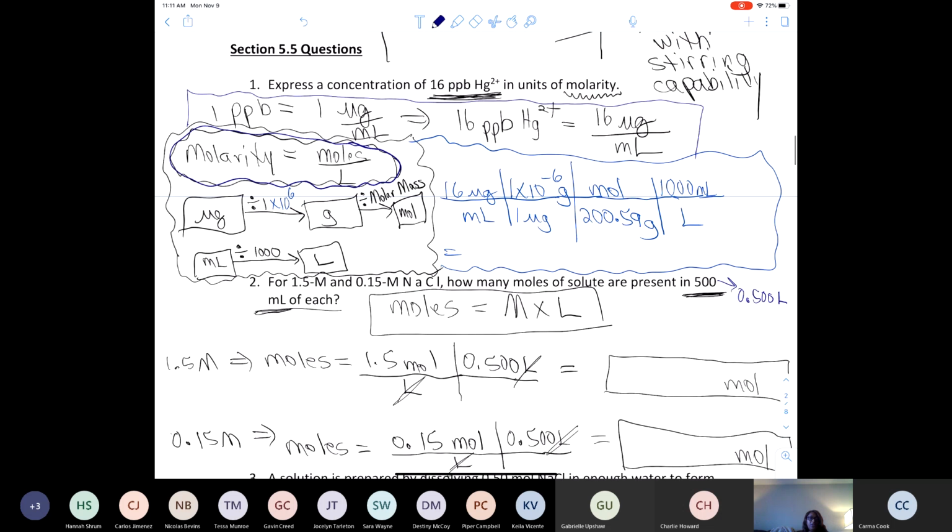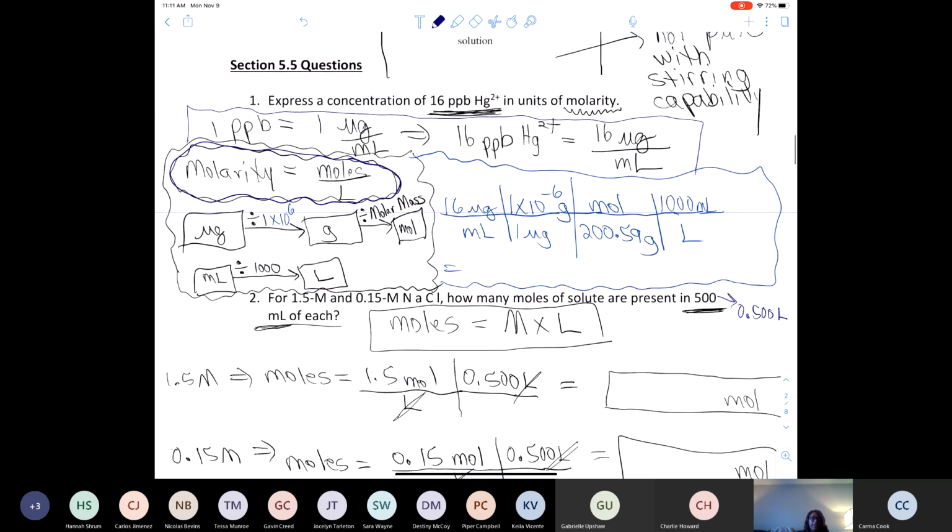And so we also discussed last week that a part per billion is the same thing as 1 microgram per milliliter. So if we have 16 parts per billion mercury ion, that means we have 16 micrograms per milliliter of that ion. So we need to convert 16 micrograms per mil into molarity, which is moles per liter.